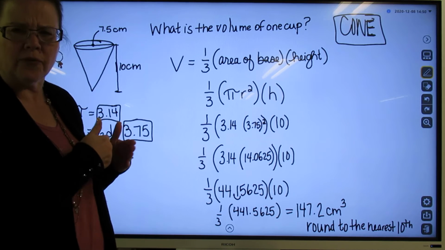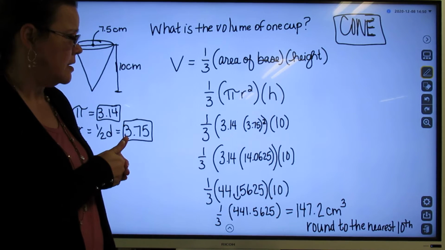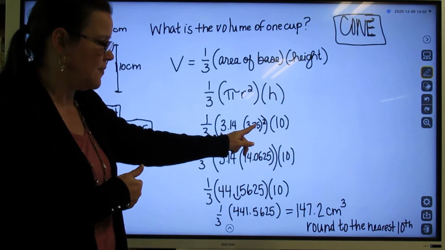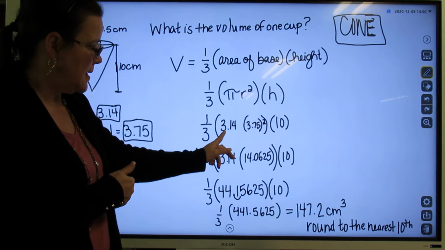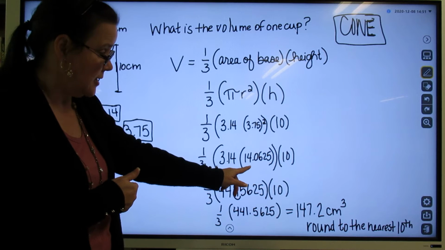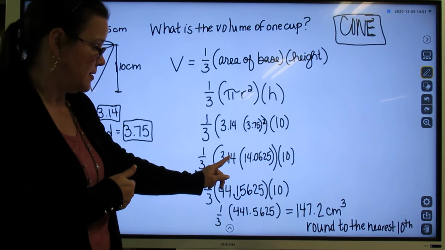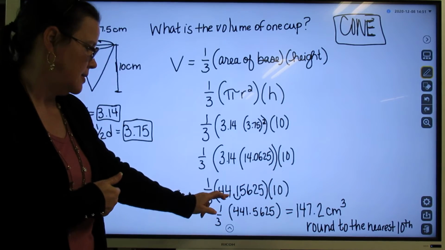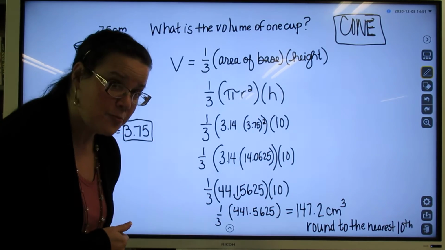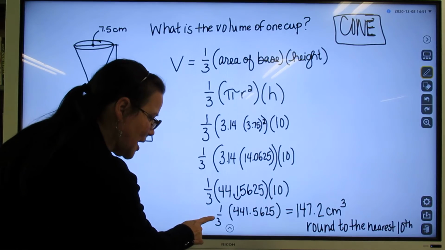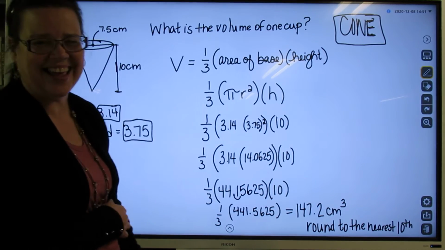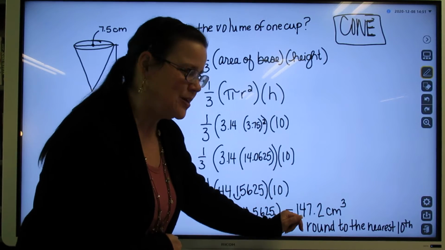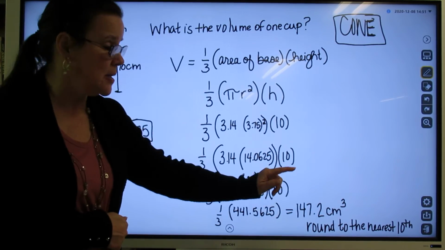Please use your formula sheet. It tells you on there what it is. We would do 3.75 squared, and that ends up being 14.0625, times that by 3.14, times that by 10. We get all these numbers here. Hopefully you can see this. And then you times that by 1/3, and you round it to the nearest tenth. And you get 147 2/10 centimeters cubed.